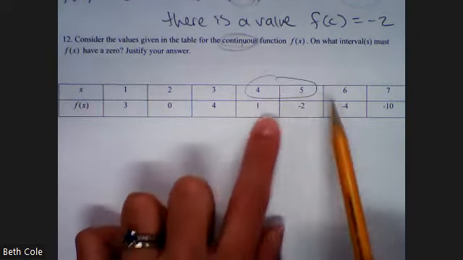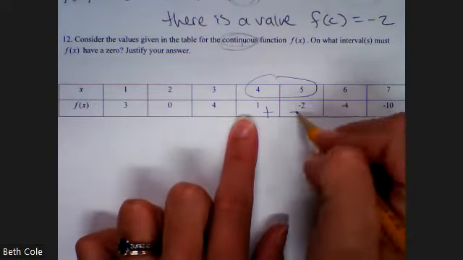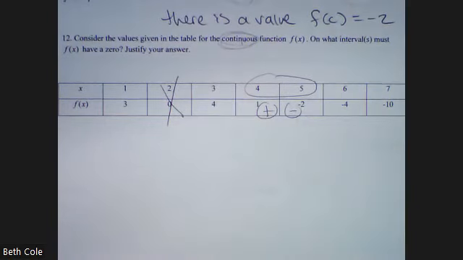Good, from 4 to 5. Do you guys see that? Positive to negative. 0 doesn't count. You can't use that. Do you see anywhere else? Because sometimes there's more than one. No, that's it. On what intervals must there be a 0?